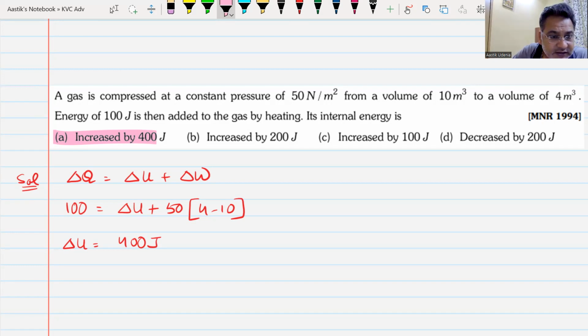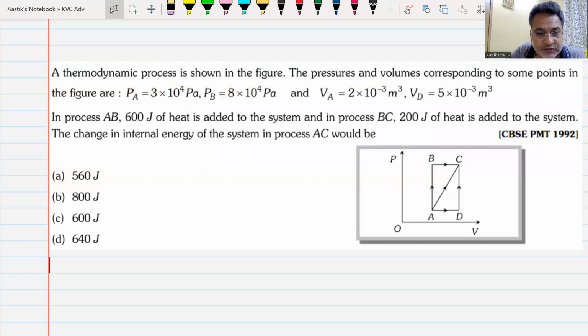Next comes this question, and these are the type of questions that are coming in the JEE these days. A thermodynamic process is shown in the figure. The pressure and volume of some points is given. Point A, point B, volume at point A and volume at point D. In the process A to B, 600 joules is added to the system, and in the process B to C, 200 joules is added. What is the change in internal energy in the process A to C? Think about it. I'll give you 5 minutes and give me the answer.